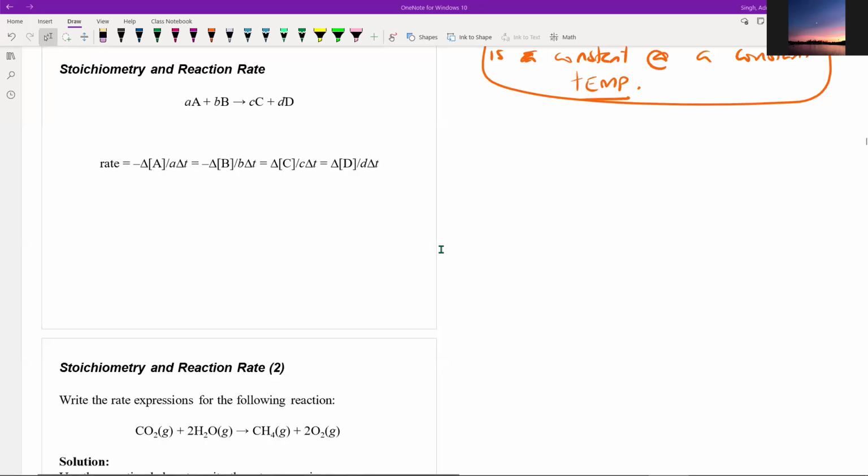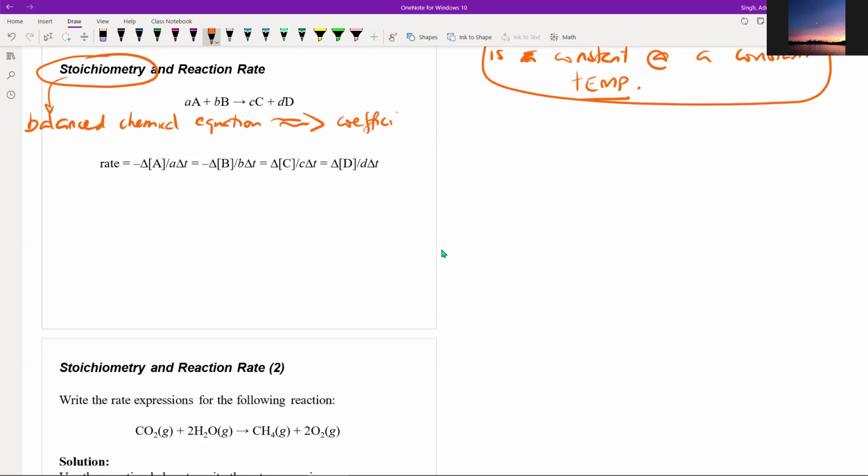Okay, so now we're going to take a look and see how the stoichiometry of an equation actually affects the rate of the reaction, how we actually write that expression. So remember, stoichiometry really all hinges on having a balanced chemical equation. And specifically, what we're going to be looking at in this balanced chemical equation are the coefficients, which are just small whole numbers that we place to balance the equation.